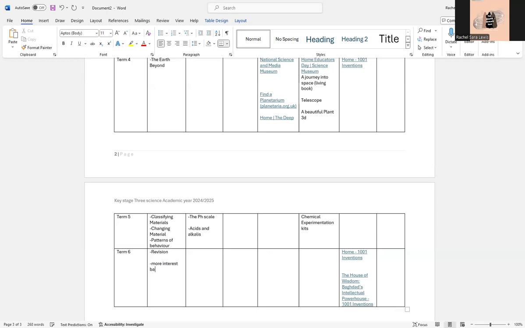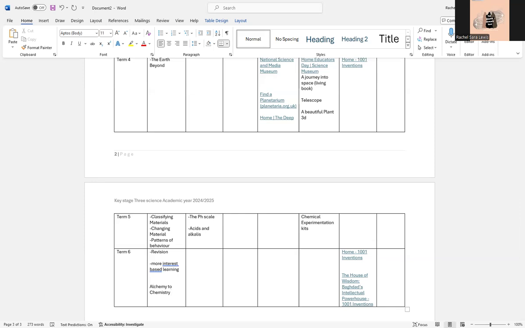So interest-based learning, but she has scope for interest-based learning all the way through, and we'll be looking at alchemy and how that links to chemistry. So that will be very fun for her and also for the rest of the household, because we tend to look at that and have fun with it.